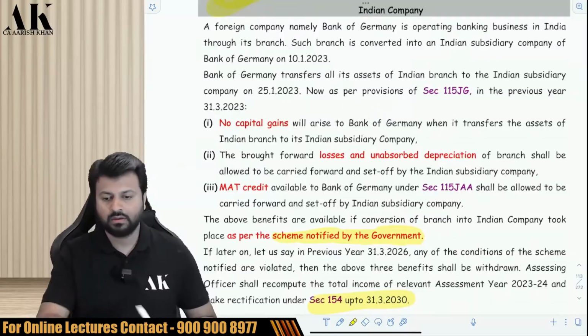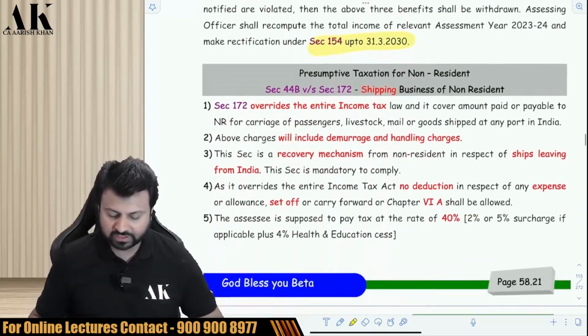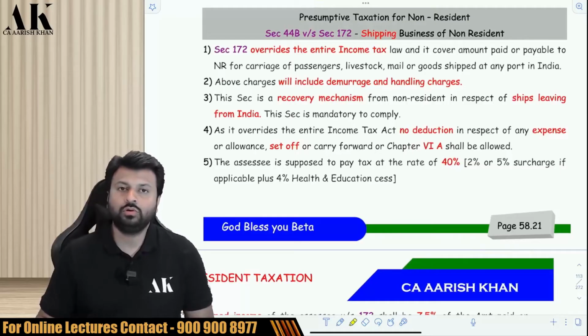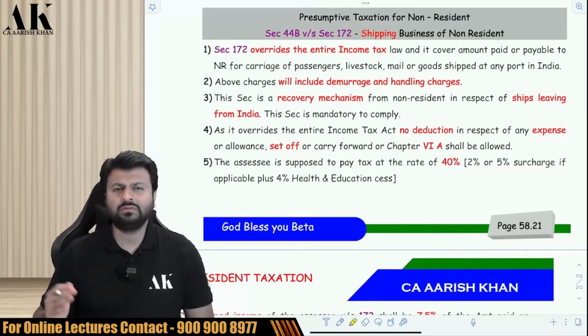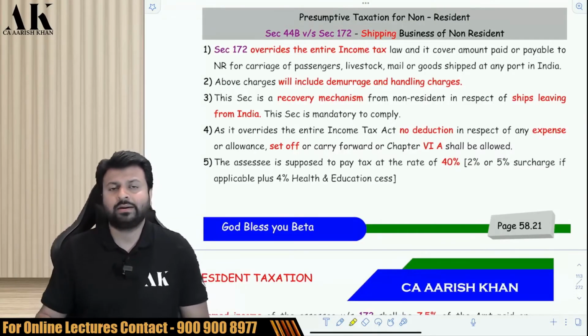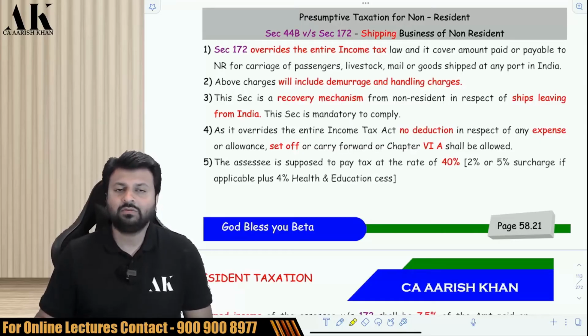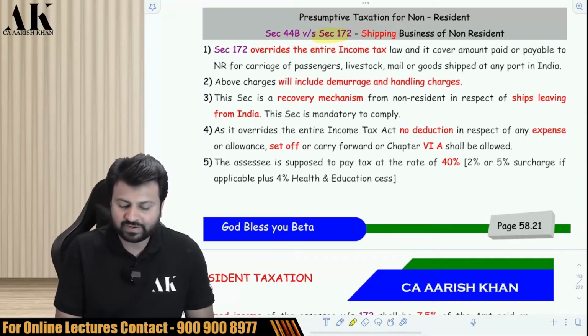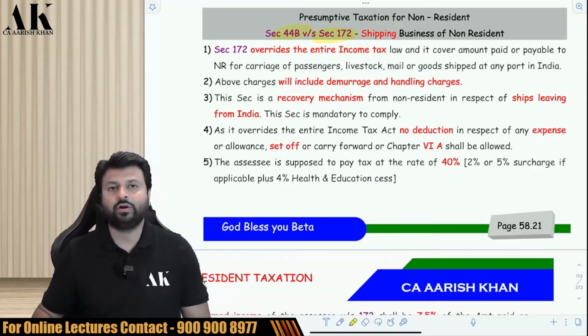Check it, please. So let's go ahead with the next provision, which is a presumptive income provision, where we are going to do a lot of presumptive provisions. Some of the presumptive provisions we have already done in the chapter of PGBP, but that was mainly in respect of residents. Today we are going to talk about presumptive incomes with respect to certain non-residents. Okay, so the first presumptive income is given in section 172 versus section 44B.